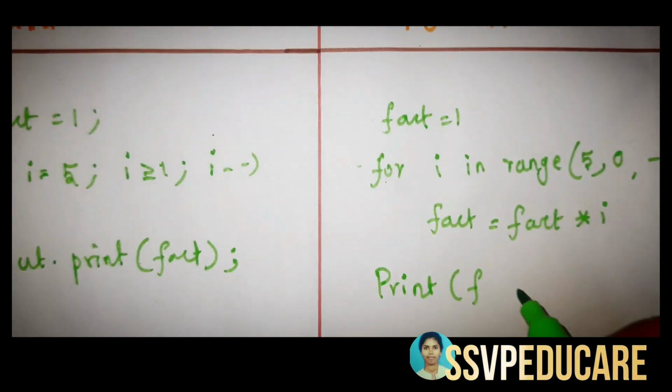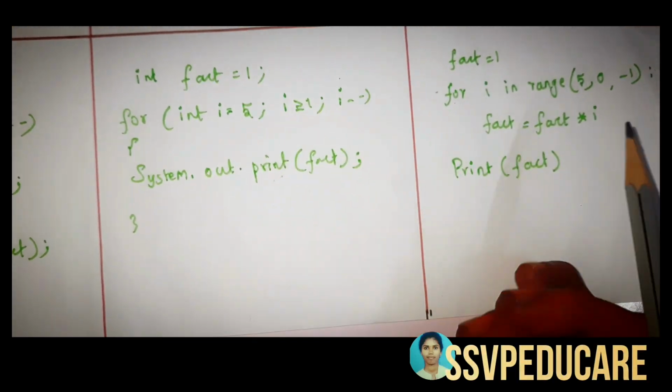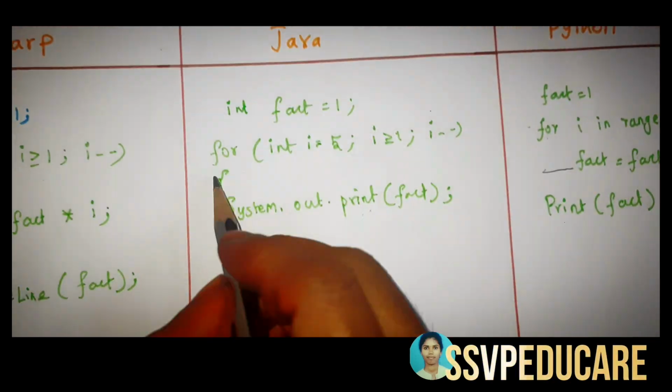That's it. We have written the same factorial program in C#, Java and Python. If you understand the logic, you can write the program in any programming language.